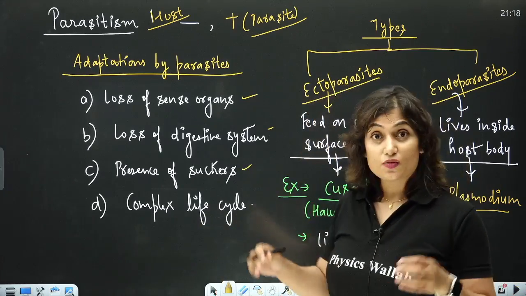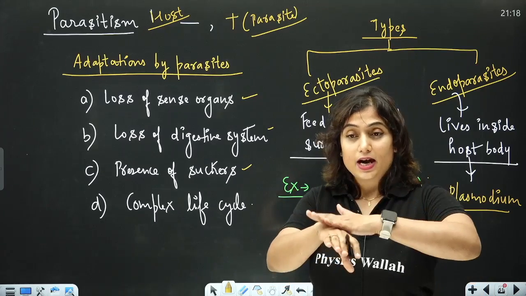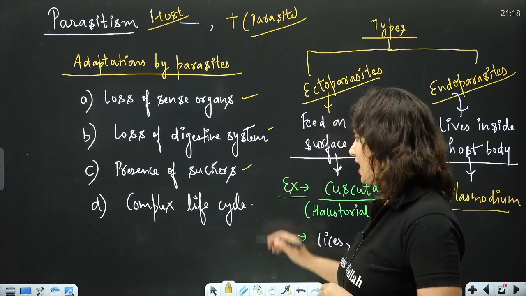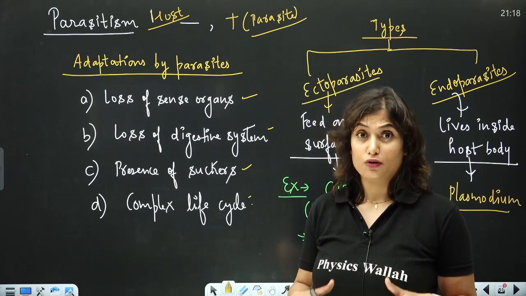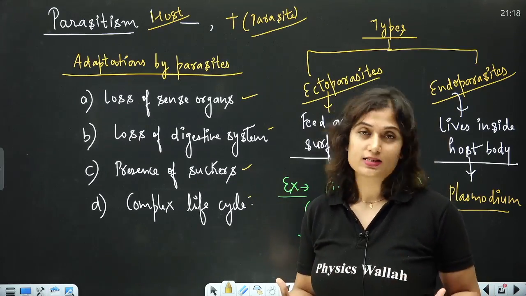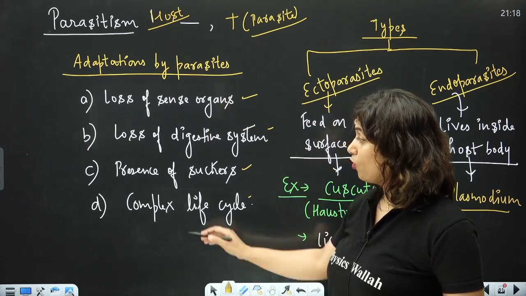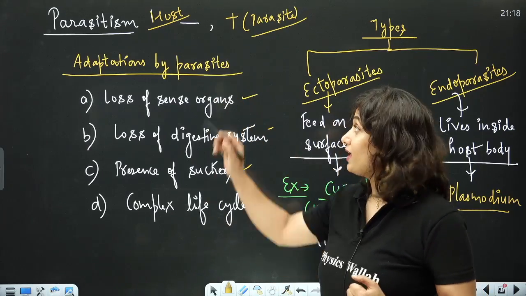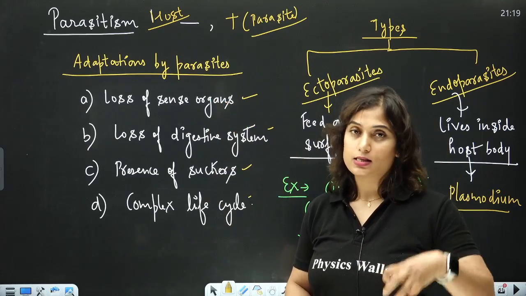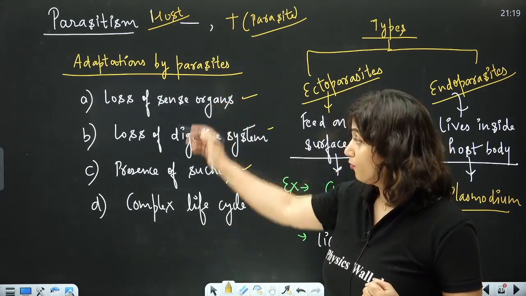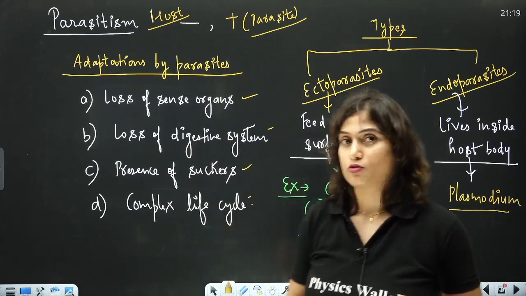There are suckers with which they attach themselves to the host, and they have complex life cycles, like the life cycle of Plasmodium. So these are 4 important adaptations in parasites so that they can easily exist inside the host. These 4 adaptations are important.